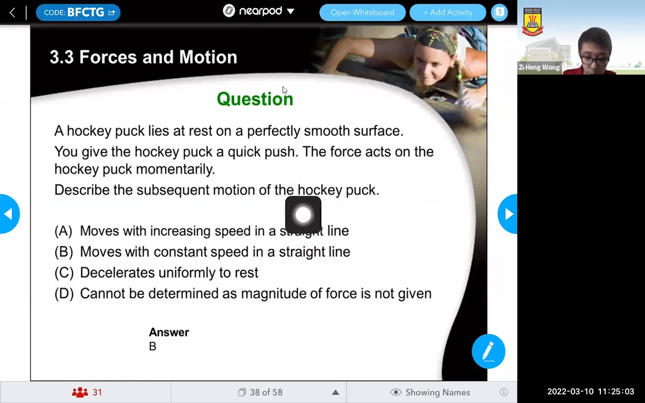So what will happen to the subsequent motion of the hockey puck? Since there's no resultant force, or the resultant force is 0, the object will continue to move with constant speed in a straight line. The speed will not increase because there's no more pushing force and there's no friction. If there's friction, it will decelerate uniformly to rest. But there's no friction and no pushing, so it just continues to move with a constant speed in a straight line.